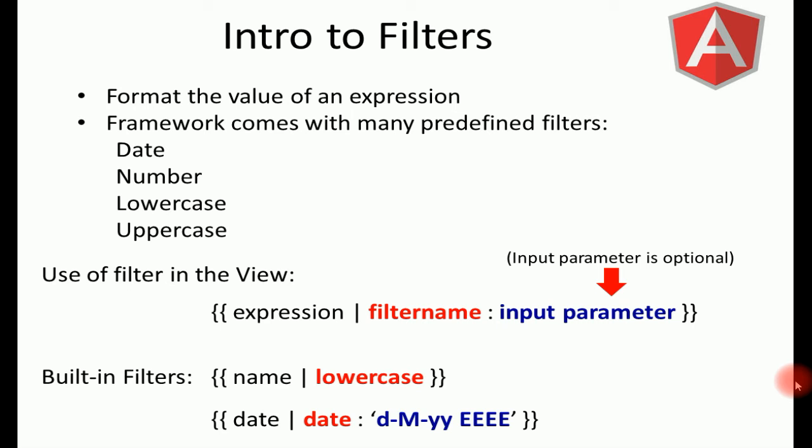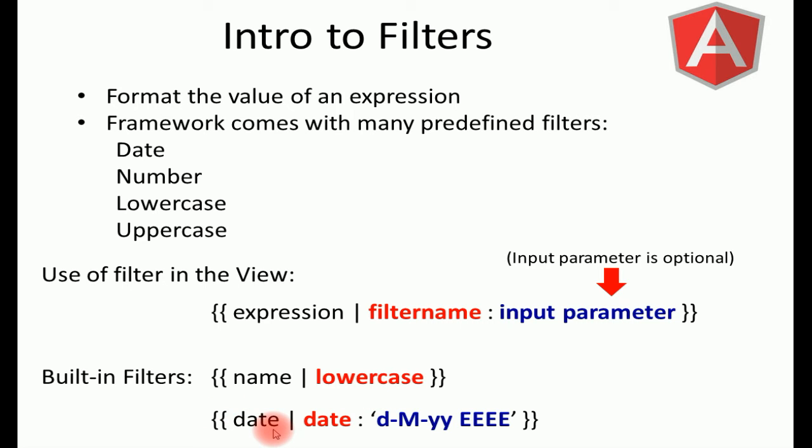Here we have an example how a filter is used in the view. Inside the interpolation is the expression, followed by a pipe symbol, which is then followed by the filter name, which is followed by an optional input parameter separated by a colon. Below are two examples of built-in filters. One, to change the name expression to all lowercase. This filter is called lowercase. This one does not use the optional input parameter.